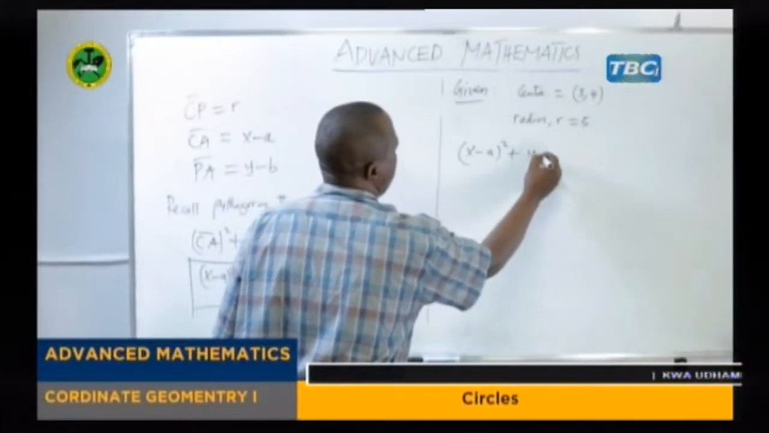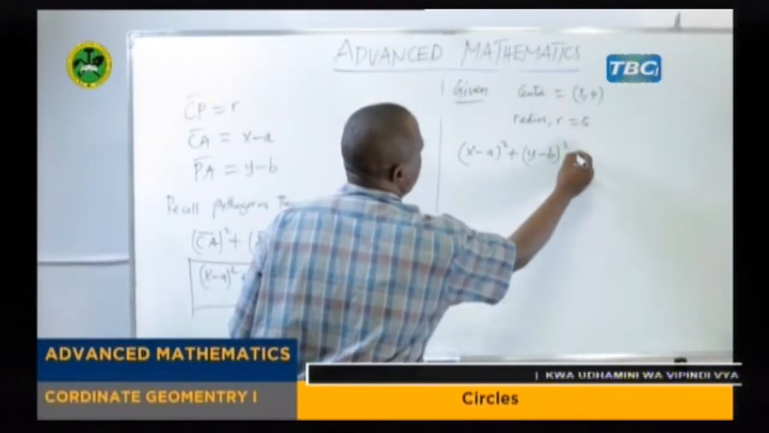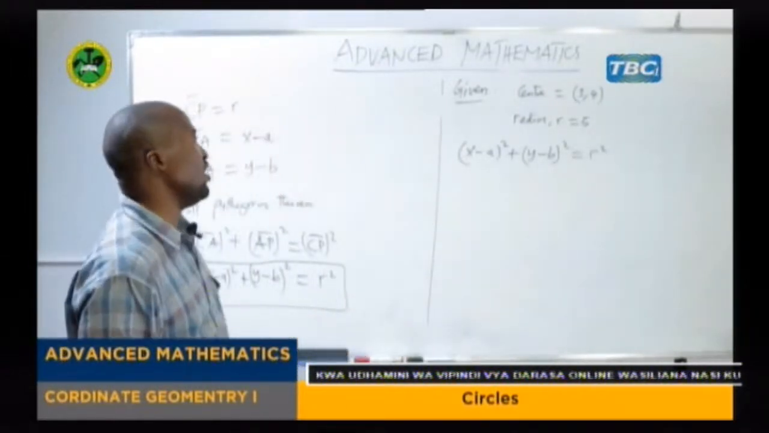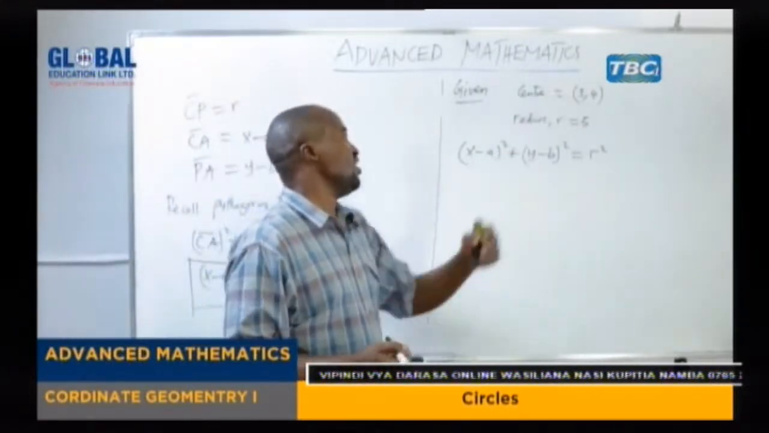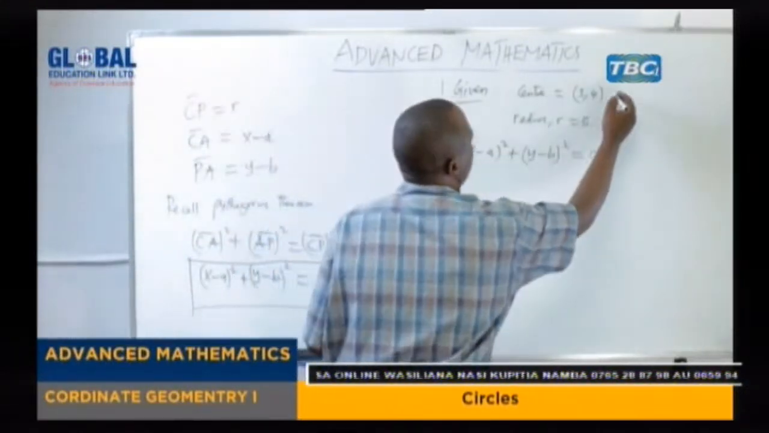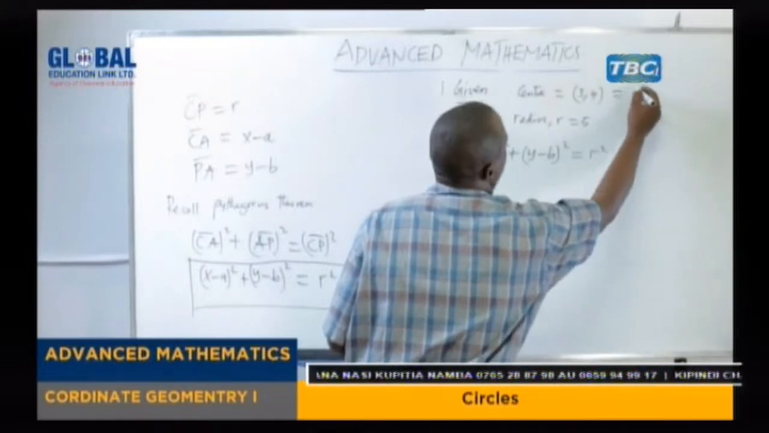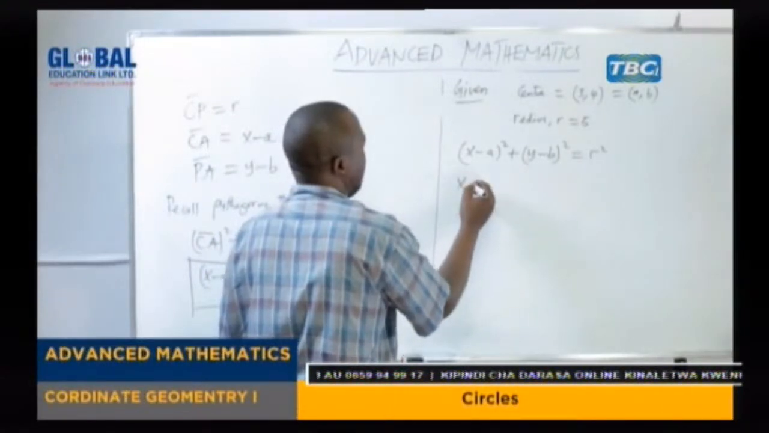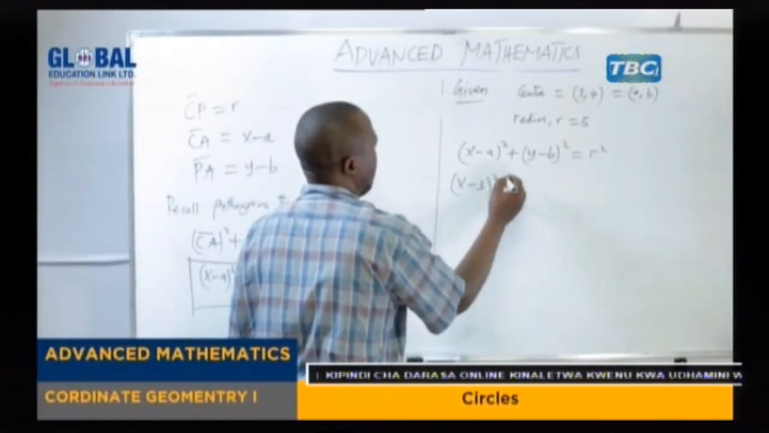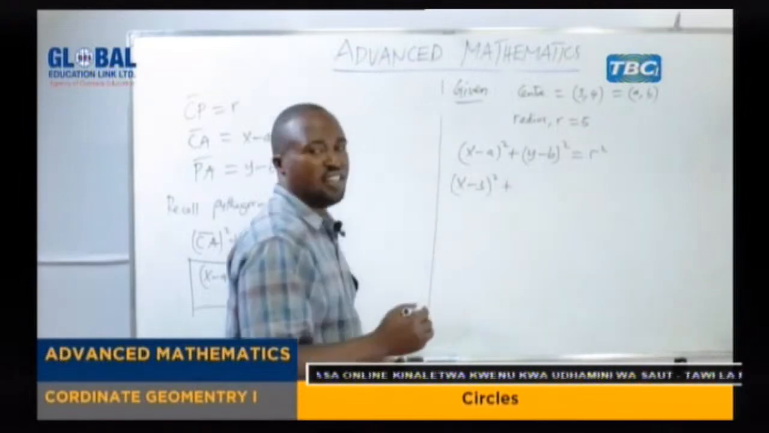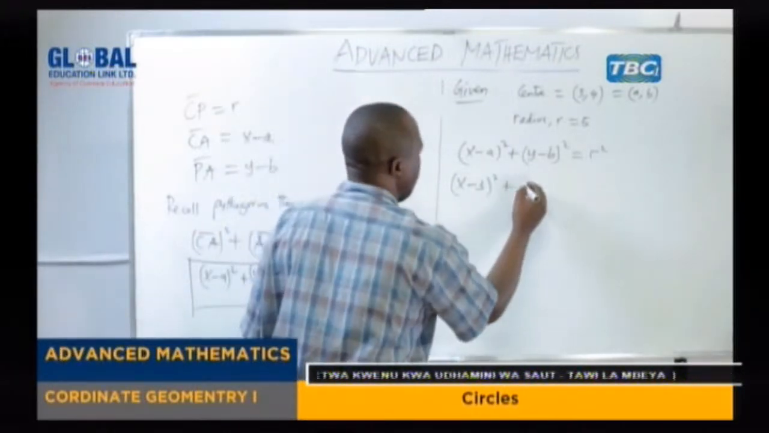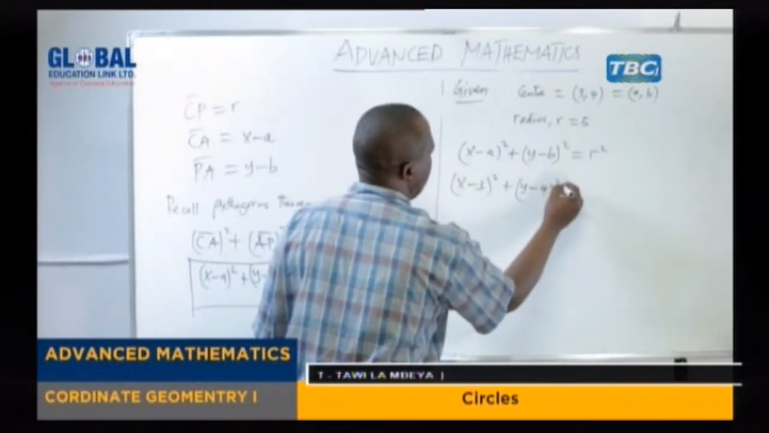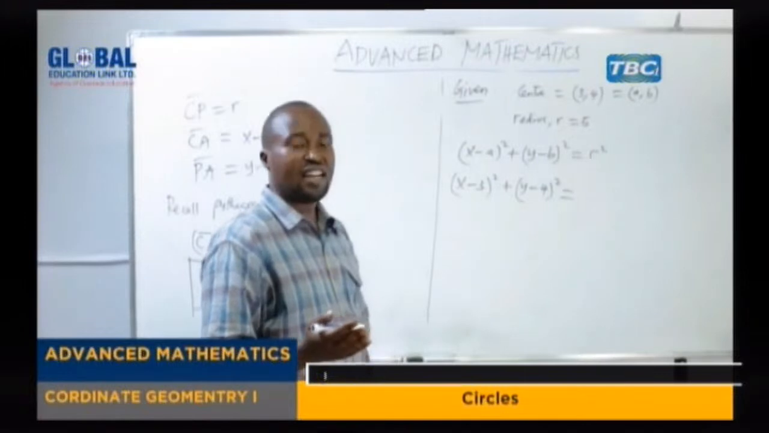squared plus y minus b squared is equal to r squared. So we can substitute our coordinate, that is, the values of a and b. So we are going to have x minus 3 squared plus y minus b, so we have y minus 4 squared is equal to r squared.